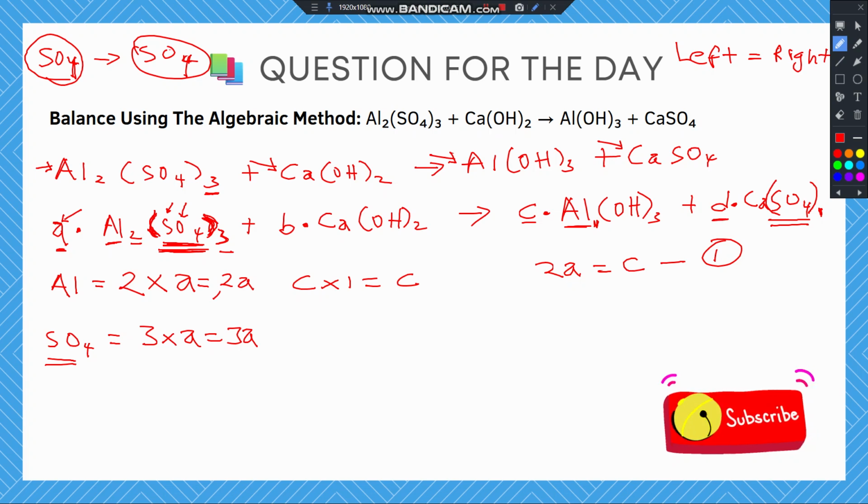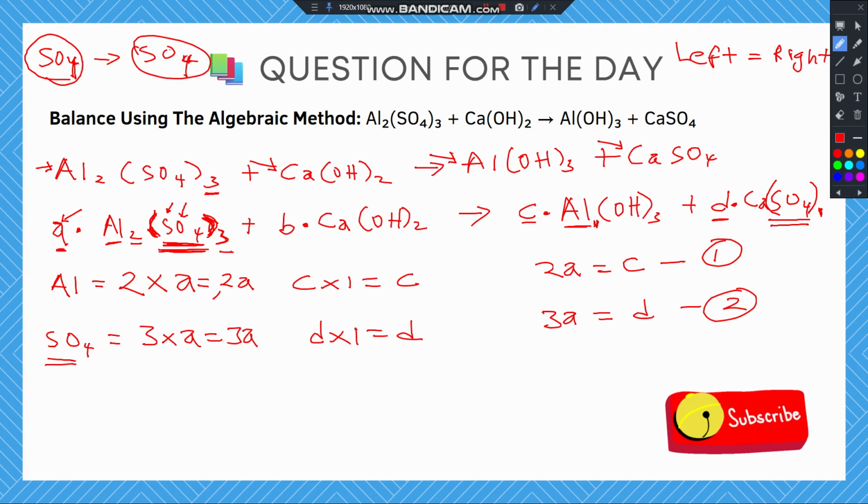So on the right hand side, the number of times SO4 appears is D multiplied by 1, which is D. So equating the left hand side and the right hand side tells us that 3A is equal to D. That is the second equation. I'm sure you saw how every step is being taken.